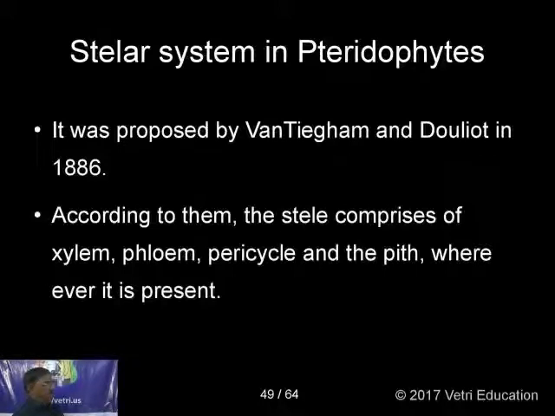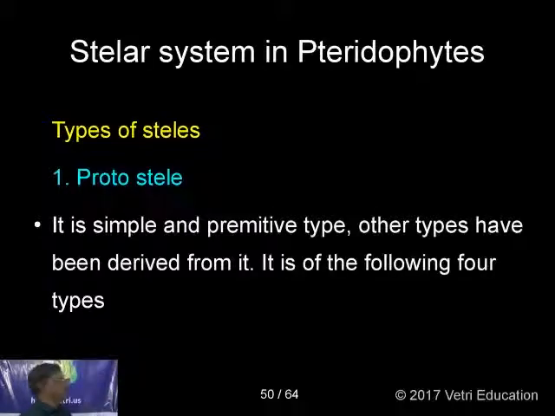According to them, the stele comprises xylem, phloem, pericycle and the pith wherever it is present. So a stele consists of xylem and phloem surrounded by the pericycle and endodermis, etc. You remember the internal structure of dicot stem, dicot root, monocot stem, monocot root, so that you can understand. So now let us see the types of steles.